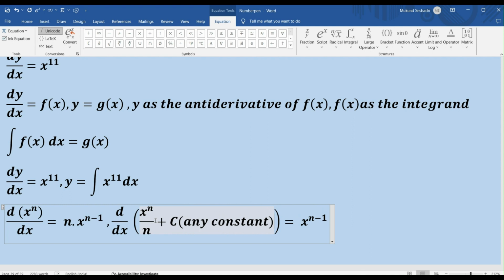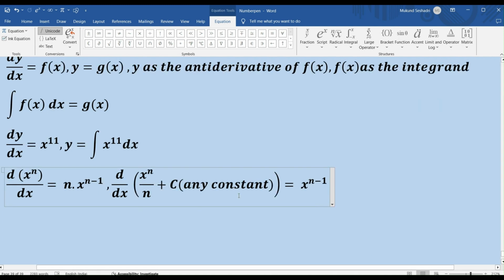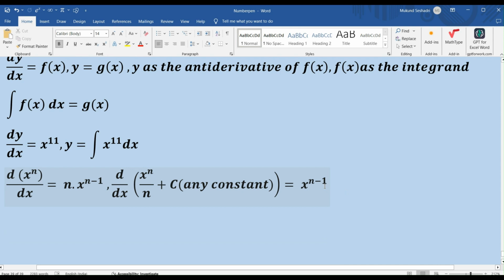So for the same function, which is called the integrand, we can have many antiderivatives, right? That is what it means. And all these antiderivatives differ from each other by this particular constant. And why is that? Because d by dx of a constant is 0, right? And therefore, d by dx of x to the power n divided by n plus c, where c is any constant, equals x to the power n minus 1, which means what is my antiderivative for the above function?